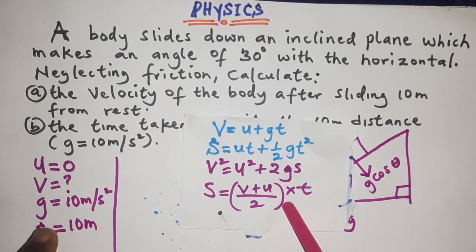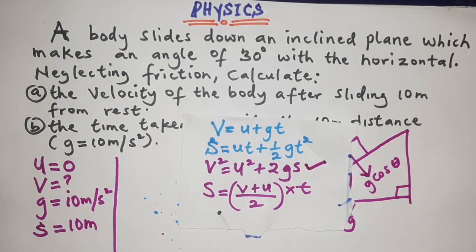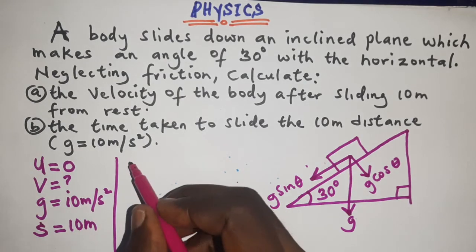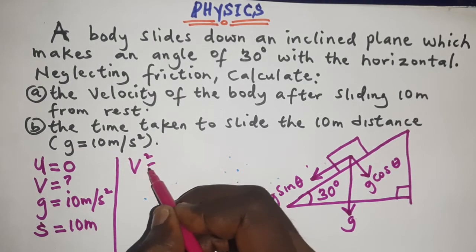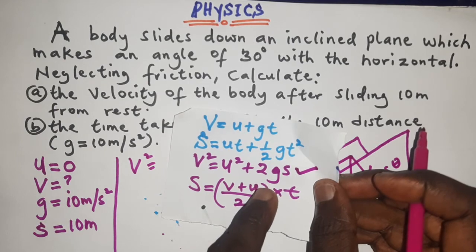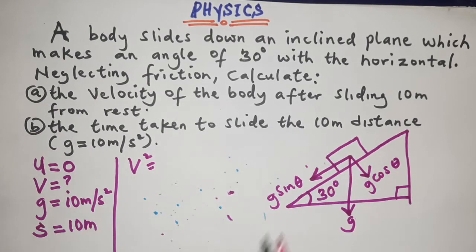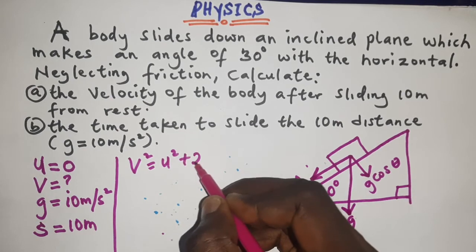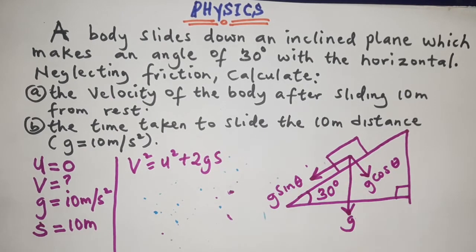UVGS, exactly what we have here. So this is our winner, so that's what we're going to use. Writing it out, v squared equals u squared plus 2gs. I'm writing this one out because this one blends with the parameters we have.